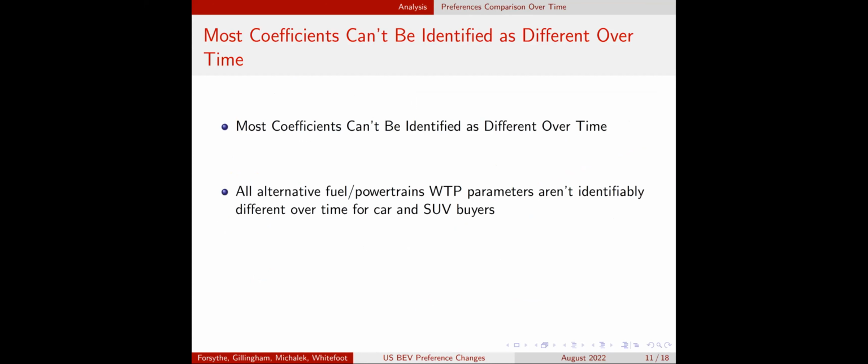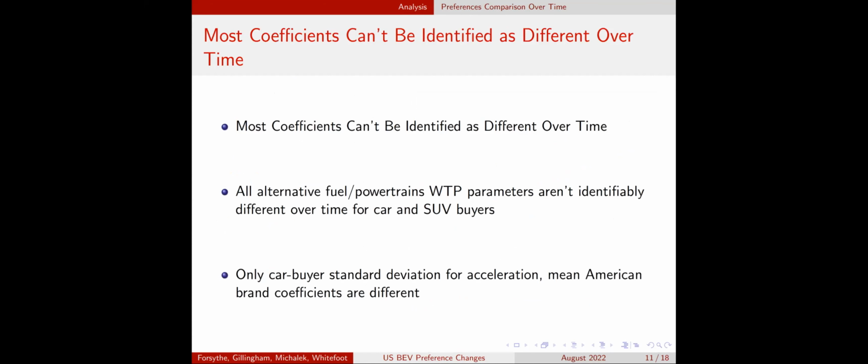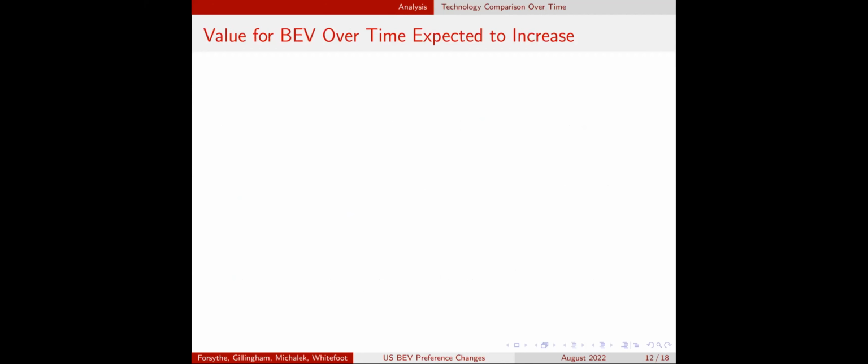So overall, most coefficients can't be identified as different over time. And all alternative fuel powertrains that we estimate can't be identified as being different over time. And only amongst car buyers are there some coefficients that are changing, but they're not particularly relevant to the average BEV. So what we do is then we look at technology changes over time.